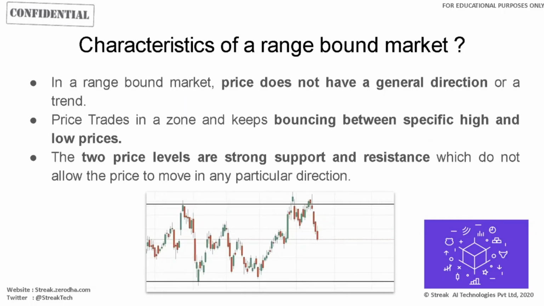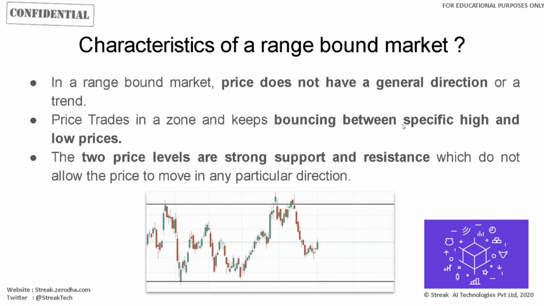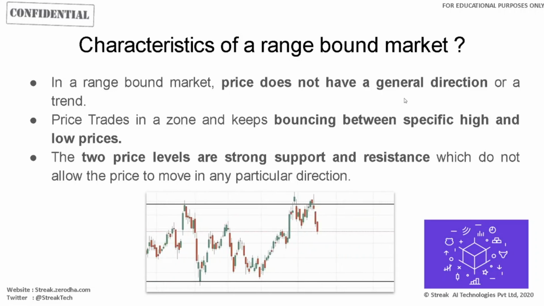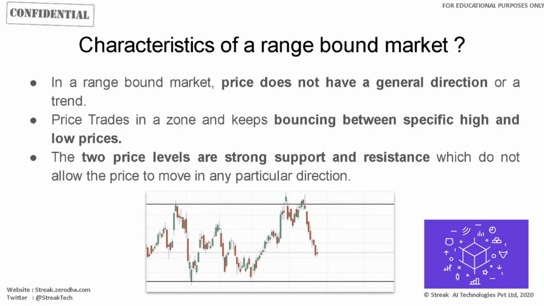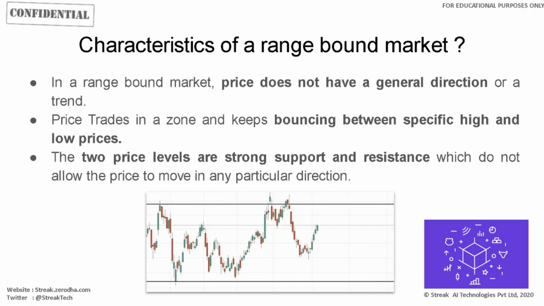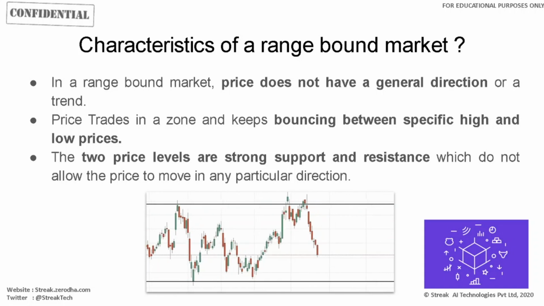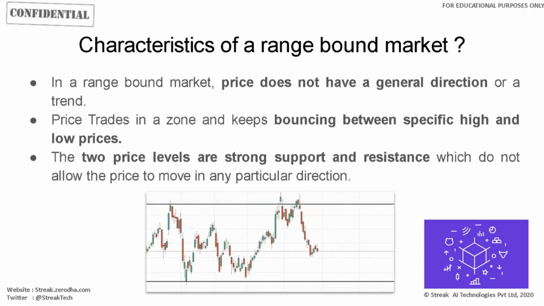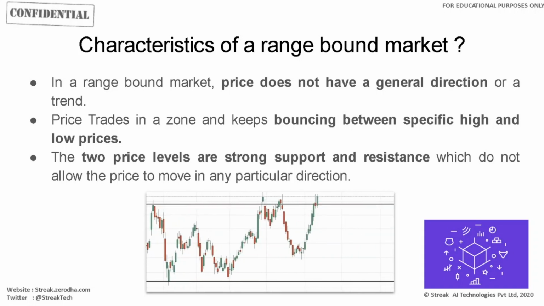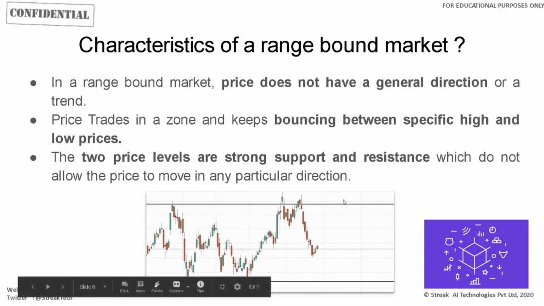Characteristics of a range-bound market. How can you identify a sideways market? In a range-bound market, price does not have a general direction or a trend. You will not necessarily be able to pinpoint whether price is in a bullish or bearish direction. Upward price action is usually cancelled out by an equivalent downward correction and vice versa. Price trades in a zone and keeps bouncing between specific high and low prices. So the price will keep oscillating between these levels. It will rebound and bounce back in the opposite direction from top to bottom and from bottom to top.